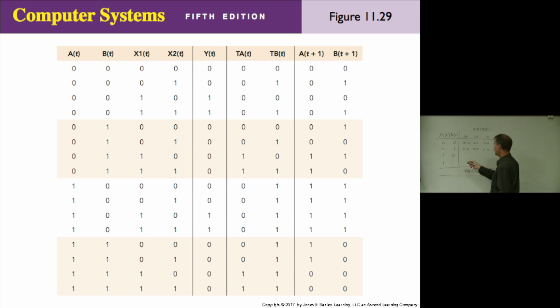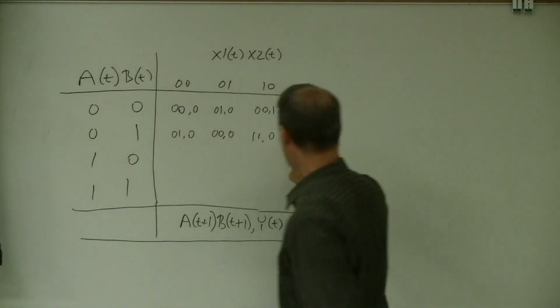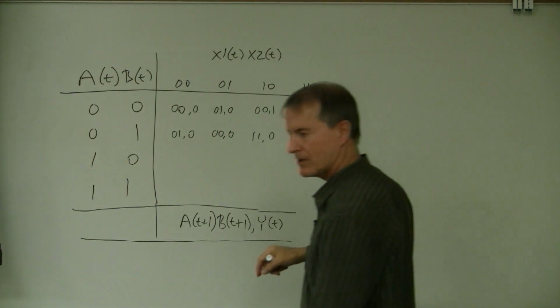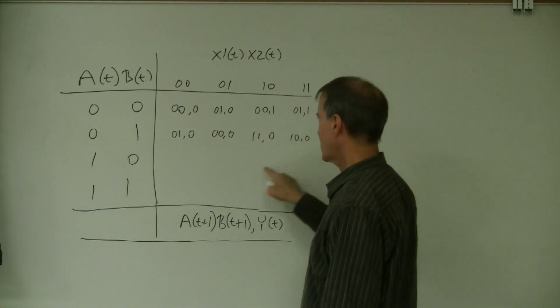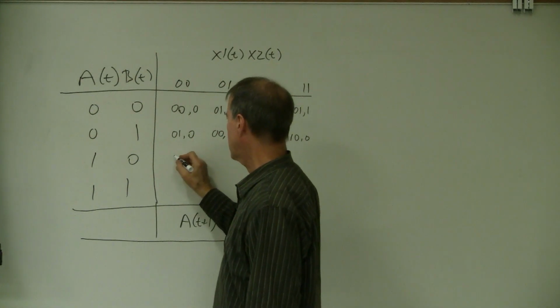What state are we in? 0, 1. We're in 0, 1. So we come down here to where AB is 0, 1, and x1, x2 is 1, 1. So do you see that's this row right here? 0, 1, and then 1, 1. And the next state is 1, 0. Are you with me there? So on that row, the current y is 0. So this is 1, 0, and 0. Is everybody good with this? Okay, next.